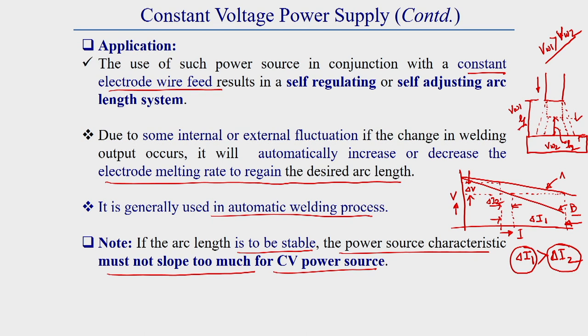So due to this voltage change, if the power source has a less negative slope, or a less slope, then in case of a shorter arc, one thing you can observe from here: if we use curve A instead of curve B, then more current change will occur. If more current change occurs, it means more melting and more power, and this mass of extra electrode will melt faster than in case of curve B.